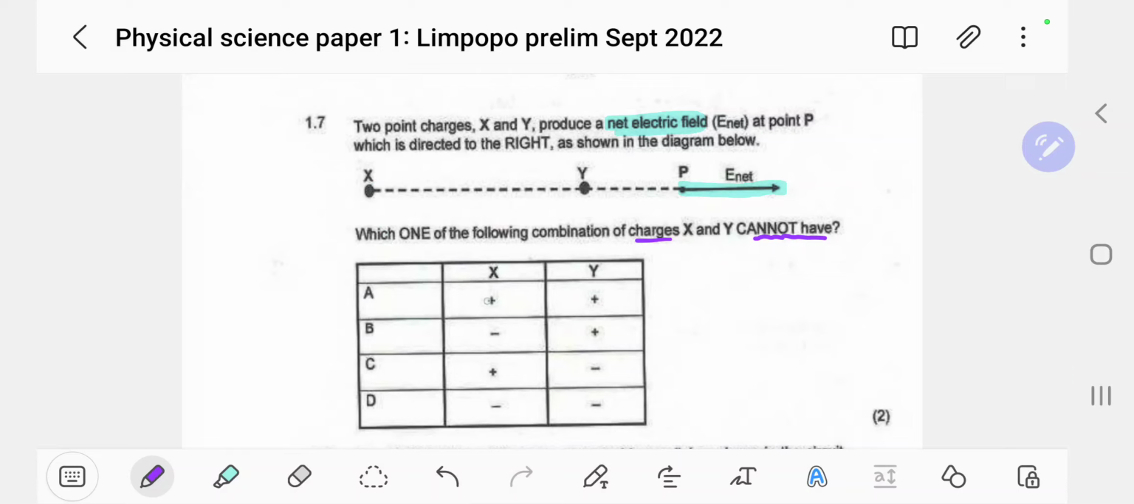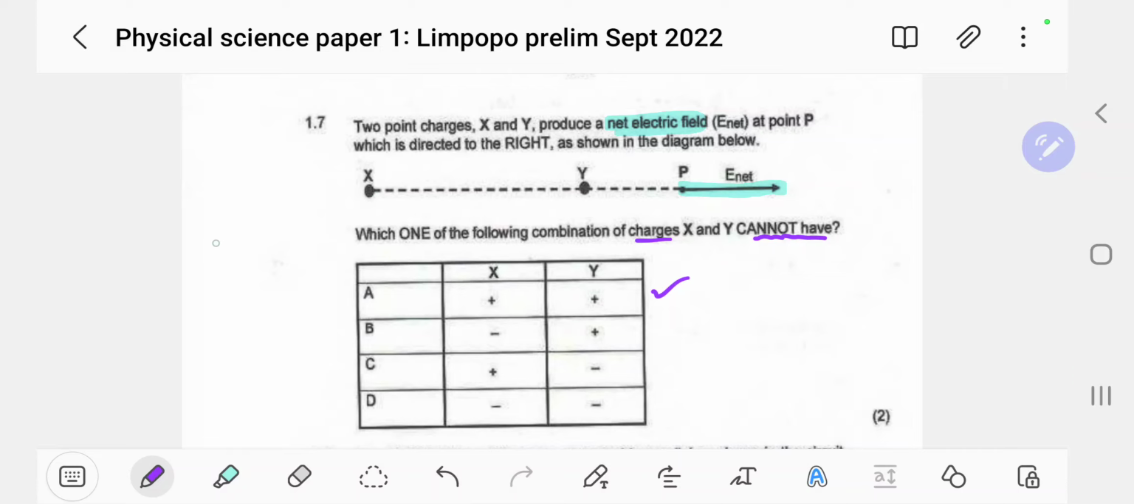Now it says A, X is positive and Y is positive. Is that possible? The answer is yes, because we know that a positive charge has the electric field directed away from it, and if you place another positive charge, the electric field goes away. That means at this point we have an electric field that goes that way. So yeah, that is possible. So that is true, meaning it is not the answer, because we want the one that is not possible to give us this.